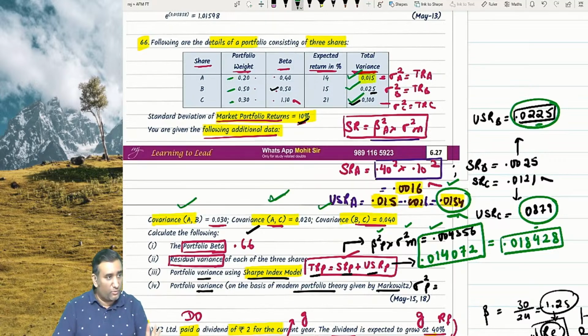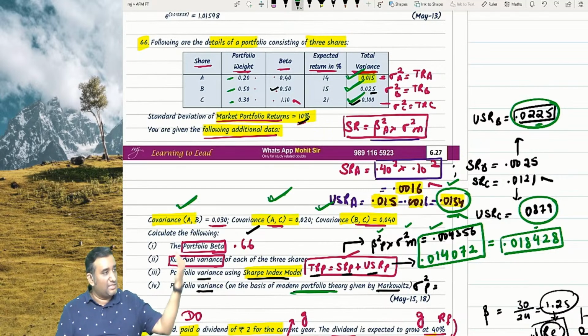We can use this. What we can do is A square, weight A square, B square, weight B square, C square, weight C square, plus 2 covariance AB into weight AB, 2 covariance AC into weight AC, plus 2 covariance BC into weight BC. That's basically this. Although this is modern portfolio theory, it was modern when it was formed, in 1960 I think. So they have been using MPT.